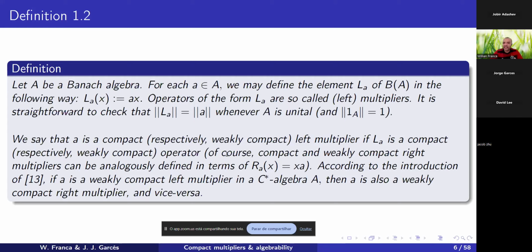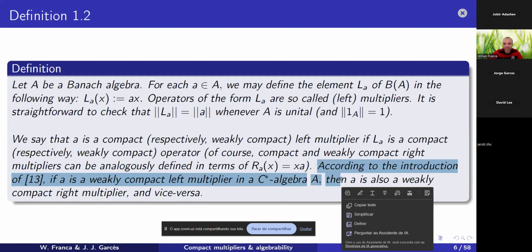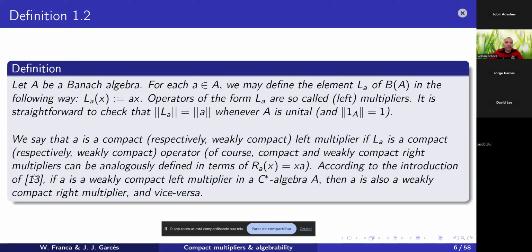As I said from the beginning, from time to time in the definitions we are going to point out some relevant facts. If anyone wants to know a little more about the references, we can discuss, or I can just show the references by the end of the talk. But the thing I want to point out is the following: if a is a weakly compact left multiplier in a C-star algebra, then a is also a weakly compact right multiplier, and vice versa. So if you have the property from one side, you have it on the other side as well, in the case of weakly compact left multipliers.